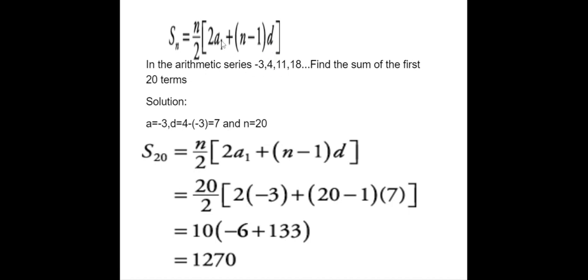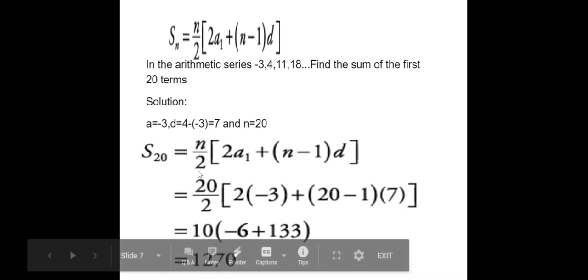Okay, let's figure out what a is. a is -3, d is 4 take away -3. Remember, it's always the second term take away the first term, and since we have a negative here, two of those negatives make a positive, so d is 7 in this case. n is 20. So we plug them into the formula.